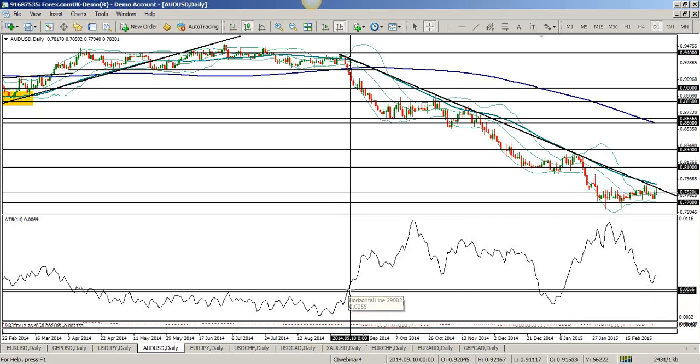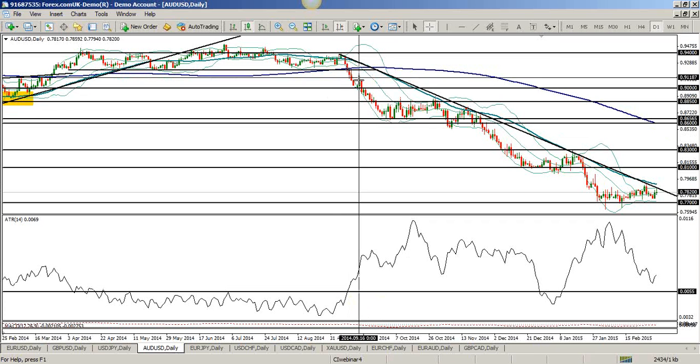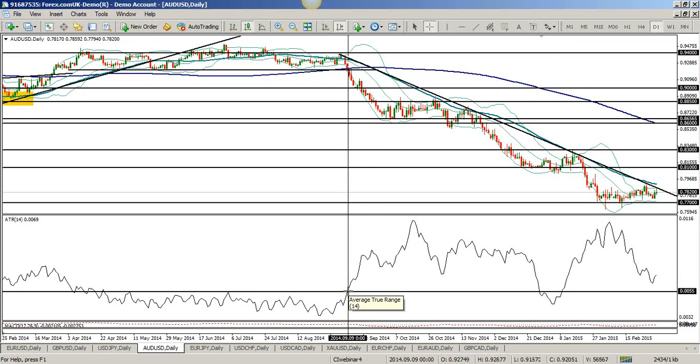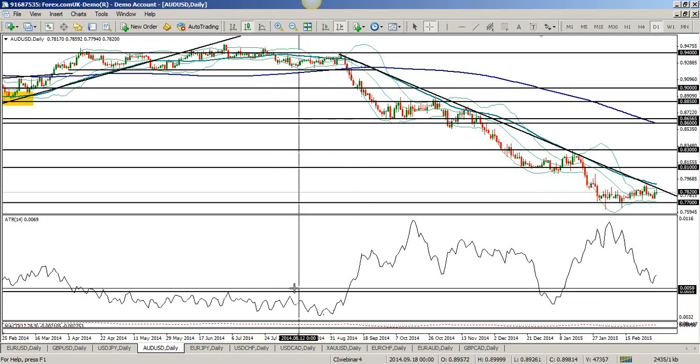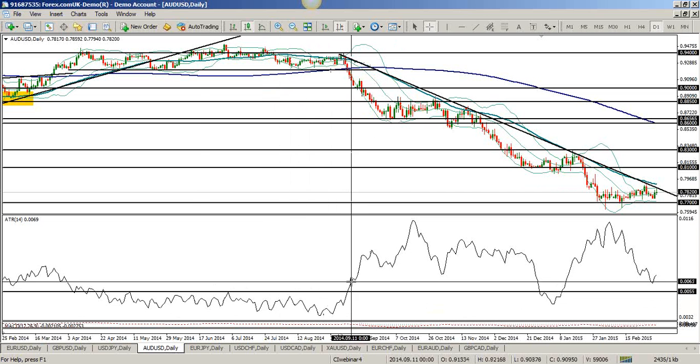Now, keep in mind, this doesn't mean go long. Just because ATR goes up, it's not a directional tool. It's not telling you to go long. It's telling you that there's an expansion in volatility. This could be either long or short. In this case, it's short. So keep that in mind. A lot of people get confused about that. It's not a tool for direction. It's a tool for volatility.